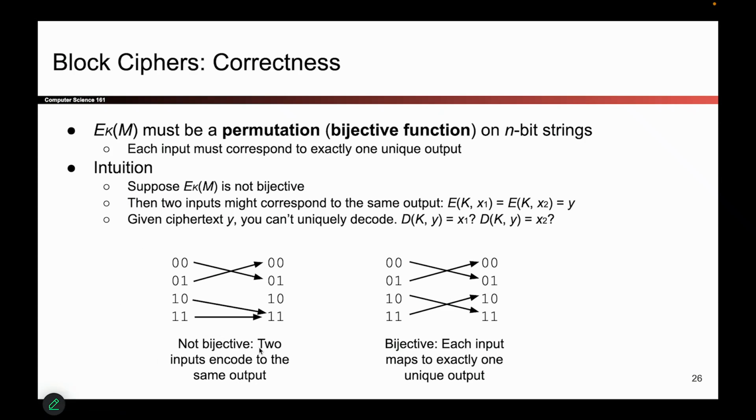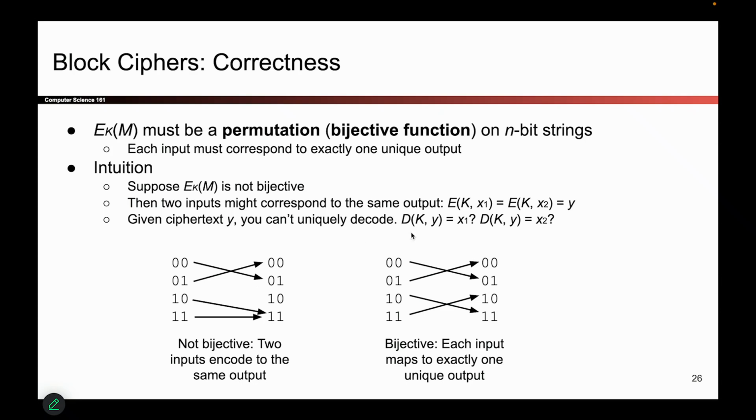So what we call this is a function that's not bijective. There are two inputs that encode to the same output. The arrows point at the same output. And it's impossible to go backwards to a unique input. So this is a case where Bob is not able to uniquely decode. So when we build block ciphers, we have to be very careful to not draw any pictures that look like this. It will not work.